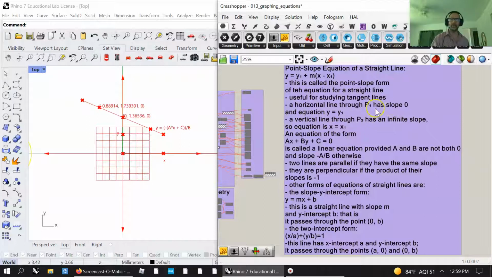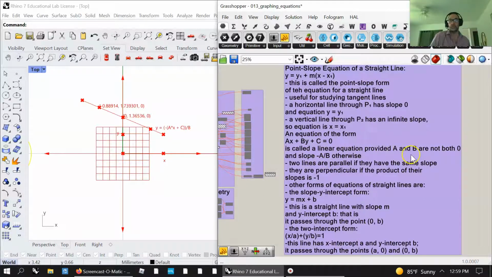A horizontal line through P1 has slope 0 if the equation is y equals y1, and a vertical line through P2 has an infinite slope if the equation is x equals x1. And the general equation comes in the form a times x plus b times y plus c. So you solve for that and you get this equation that should be familiar to you from mathematics, but you'll be using the expression node and Python node to solve for y from that equation.